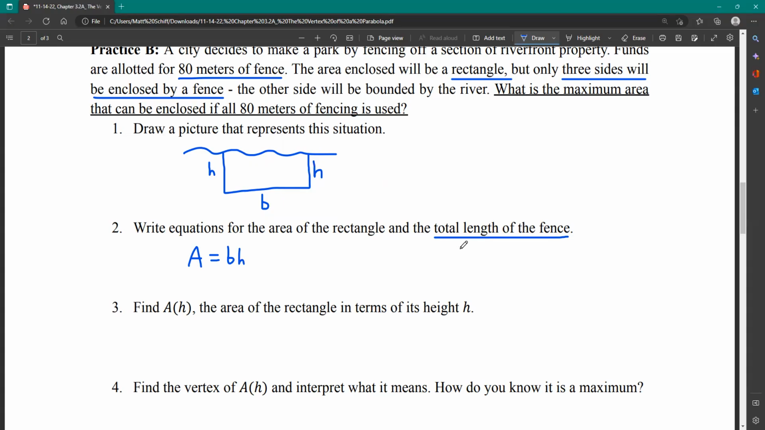So based on the figure, we have the perimeter equation as 2h plus b, right? h plus h is 2h, b is the third side. This perimeter must equal 80. So with this equation, we can solve for b by subtracting 2h from both sides. So b equals 80 minus 2h.